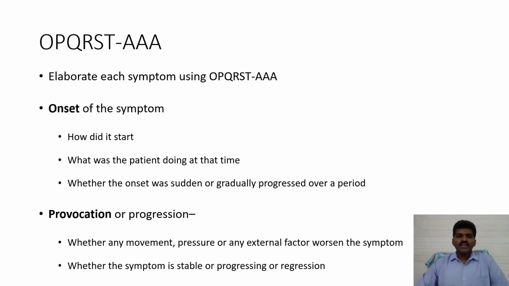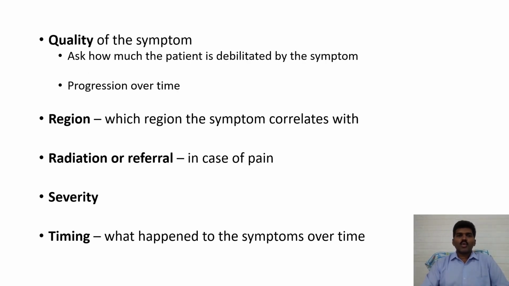Provocation or progression: whether any movement, pressure, or external factor worsens the symptom, or whether there are any relieving factors for the symptom, and whether the symptom is stable or progressing over time. This is progression. You ask about the quality of the symptom, and how much the patient is debilitated by the symptom. Region, which part of the body the symptom correlates with. Radiation or referral, especially in case of pain. Severity of the symptom, how severe is the symptom. Timing, what happened to the symptoms over a period of time.